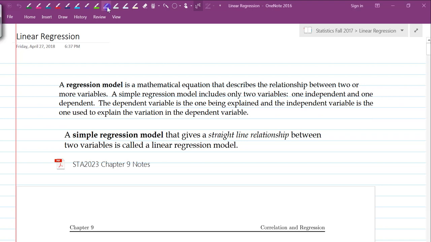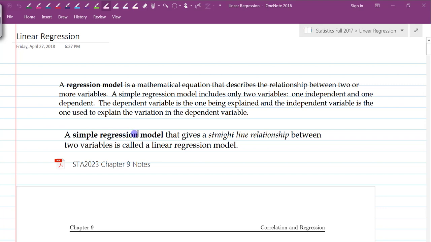So here we go. We're going to be discussing linear regression. Regression is a mathematical model or equation that states the relationship between two or more variables. A simple regression model includes only two variables, one independent and one dependent. The dependent variable is the one being explained, and the independent variable is the one used to explain the variation in the dependent variable. Okay?